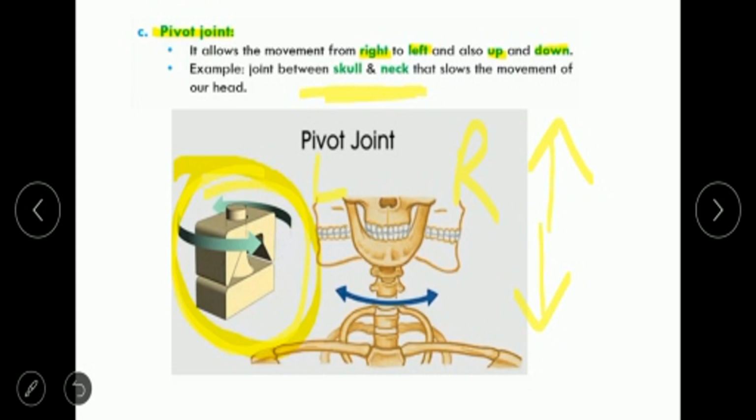It slows the movement of our head. Basically we have this kind of joint so that we cannot just move it in all directions; when we move, it gives the grace to move the joint. The best example is the neck and skull joint, which you all can feel and see now also.